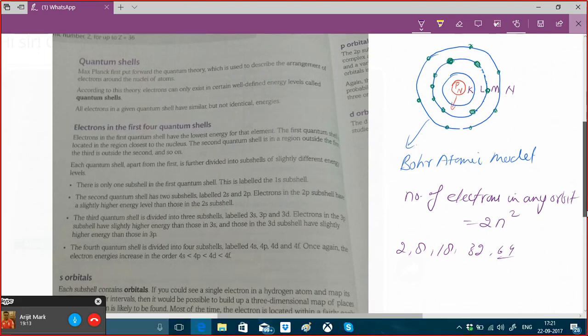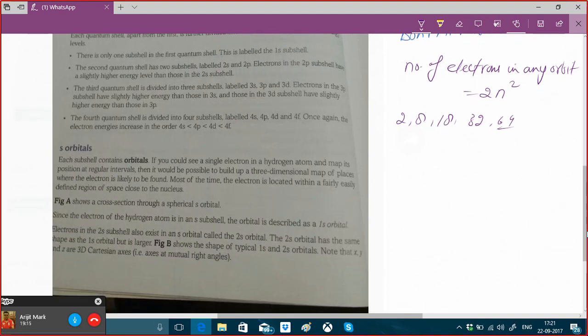Yeah, subshells. That means you have to understand that according to Pauli's exclusion principle, with respect to any atom, electrons are distributed in different energy levels, okay? Until the previous space is filled, it is not possible to fill the next one.